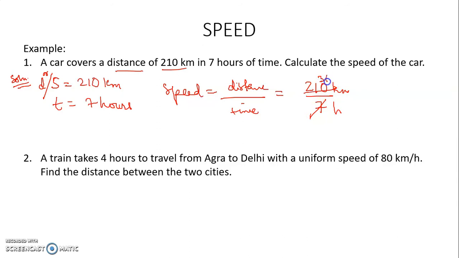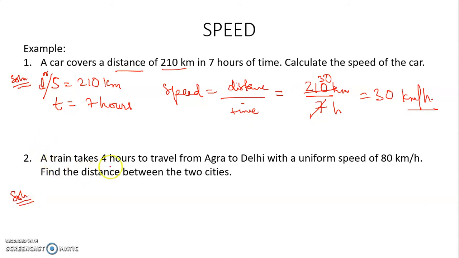So this will turn into 30 kilometer per hour. This is another unit of speed. Just like we have meter per second, that is the SI unit, and this one is another unit, that is kilometer per hour. Now coming to the next numerical.